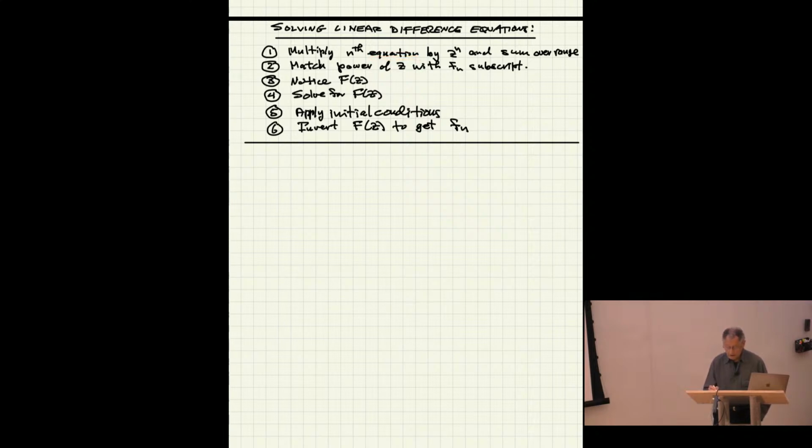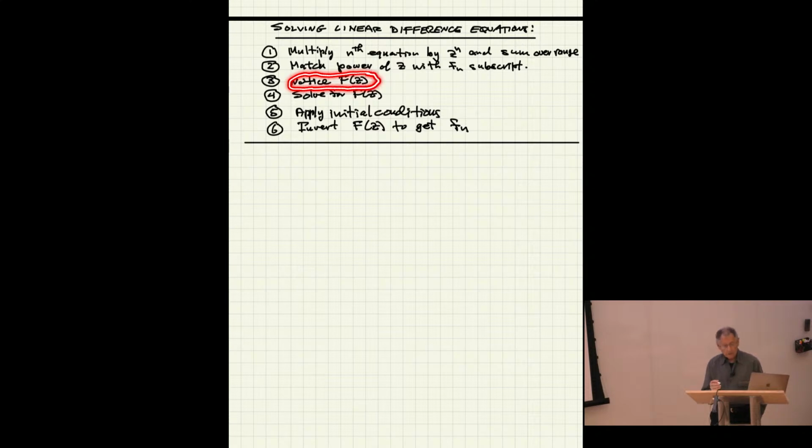Each of those terms has an Fn times z to the n summed. But there may be an Fn minus 1 times z to the n summed. So I want you to match the power of z with the subscript n on the function, which means take out powers of z, add powers of z, multiply by z to the k over z to the k. So you can match the exponent on the z to be that of the subscript for f. And then you'll notice f of z all over the place.